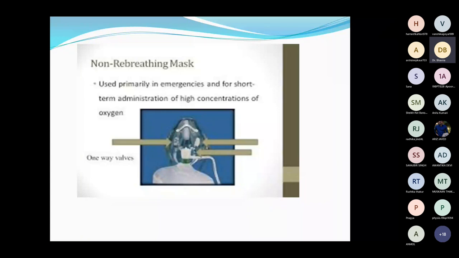This is the type of non-rebreathing mask the patient uses. You can see the arrow is indicating the vents, and the lower arrow is connected to the bag, where this is the connector to which the oxygen line is connected. Below, the green part is the bag, which is used primarily in emergencies and for short-term administration of high concentrations of oxygen. Where the patient requires 100% oxygen, non-rebreathing masks are required: on the ventilator, comatose patients, injuries, spinal cord injury patients, surgical patients, where the patient is not in their senses and the GCS is low. To prescribe the non-rebreathing mask, you have to make sure that the patient is unable to take the oxygen otherwise. Otherwise, you can shift the patient to the rebreathing mask.